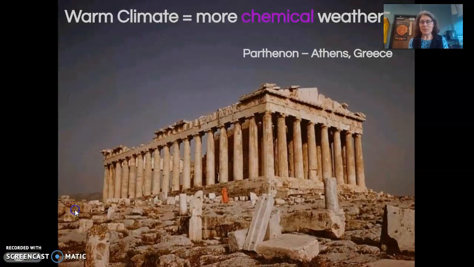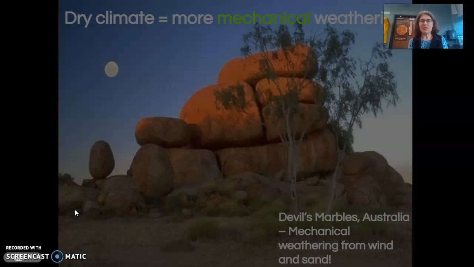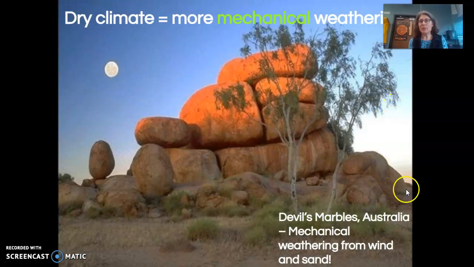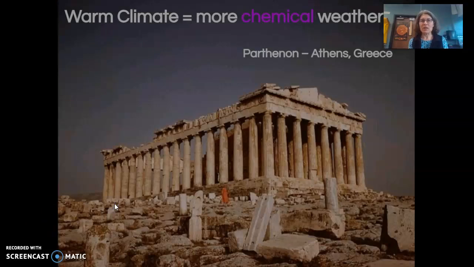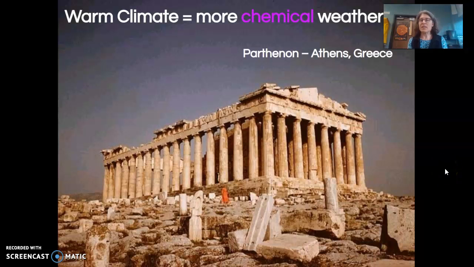So here are two examples. In terms of dry climate, here we've got something in Australia. A lot of the weathering that happens here is mechanical, and in this particular case a lot of it is from wind with sand, so you get a lot of abrasion there. And here, the Parthenon in Athens, Greece, is a place where you have a very warm, wet climate. A lot of the rocks that were used to make the Parthenon are fairly low hardness and dissolve pretty readily in acid rain.